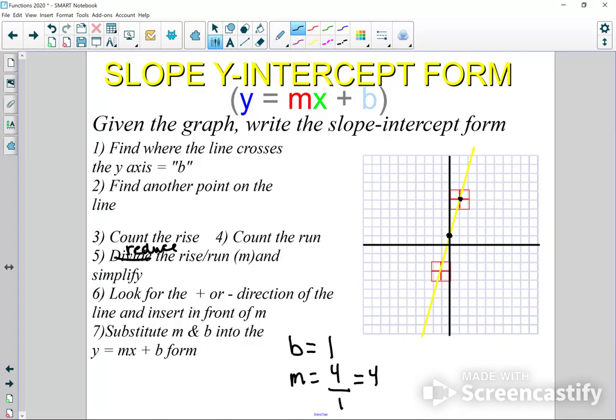Now, if we take a look at the direction, this line is going uphill, and we said that's positive, and I got a +4, so we're good. And now I just put them into the equation. Y equals 4x plus 1. We just did it. Let's try a whole bunch more.